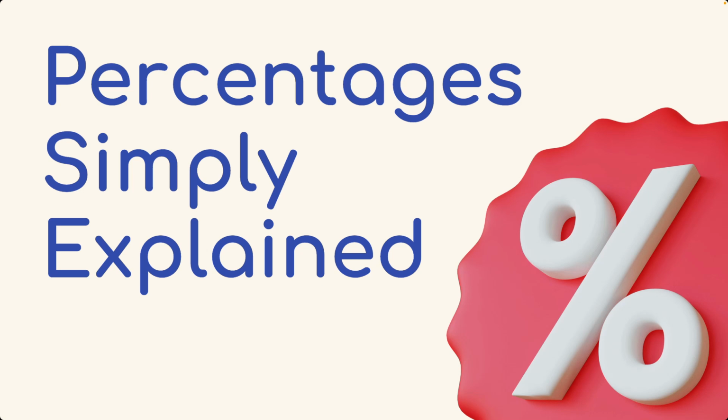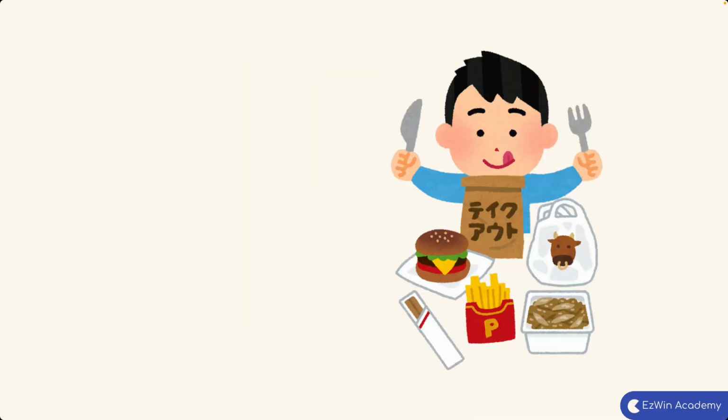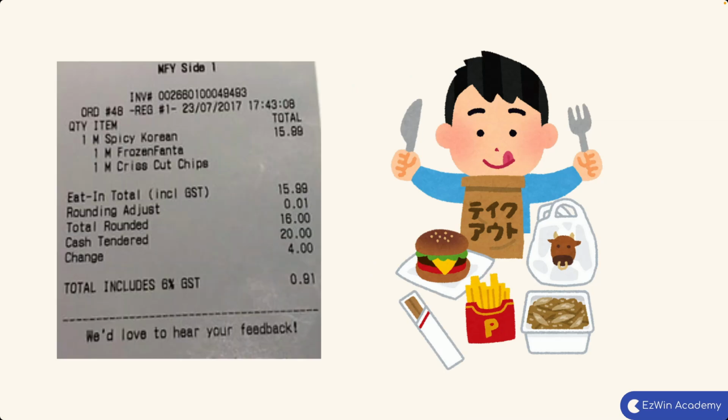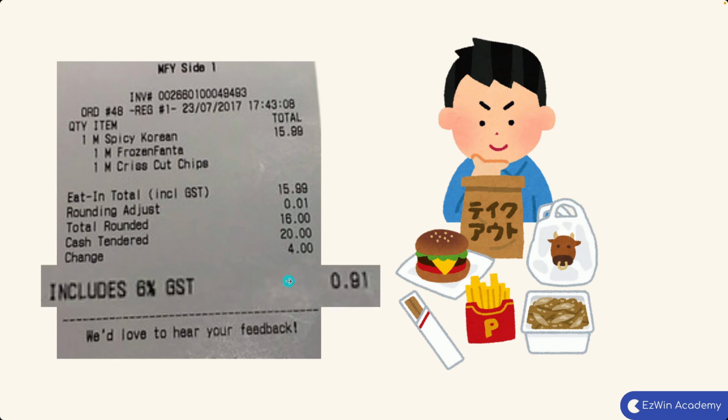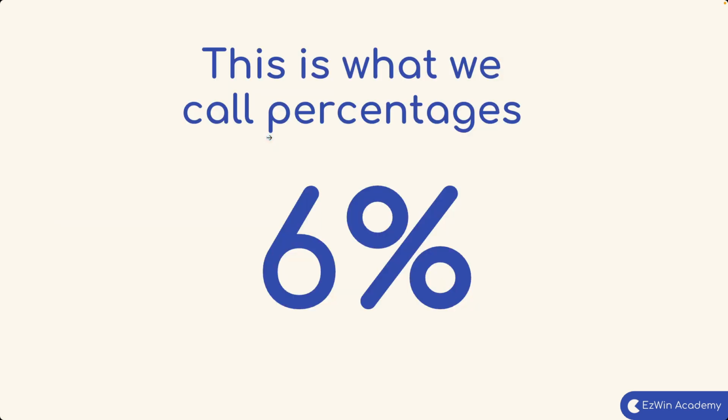In this video, you're going to learn percentages simply explained. Imagine you ordered fast food like McDonald's or KFC and you saw the receipt. The receipt looks very interesting because you see this thing called total includes 6 something GST. And you look closer. Why is this 6 something? Well, this is what we call percentages.